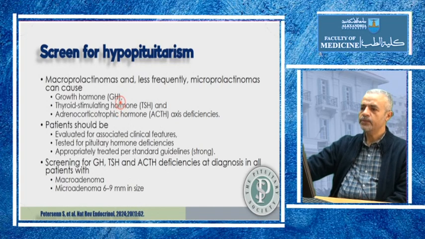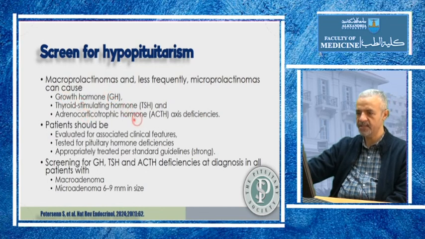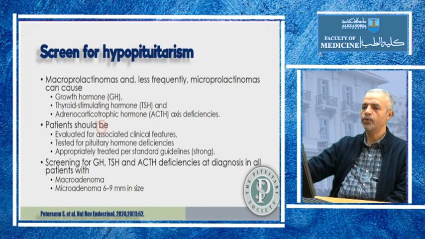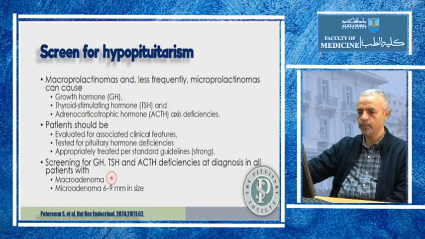You have to screen for hypopituitarism if you have diagnosed the patient with prolactinoma, because macroprolactinomas, and less frequently microprolactinomas, may cause growth hormone deficiency, TSH deficiency, and ACTH deficiency. So all patients have to be evaluated clinically and biochemically for the presence or absence of a deficiency in these hormones, and this has to be done for all macroadenomas and for microadenomas ranging in size from 6 to 9 millimeters.